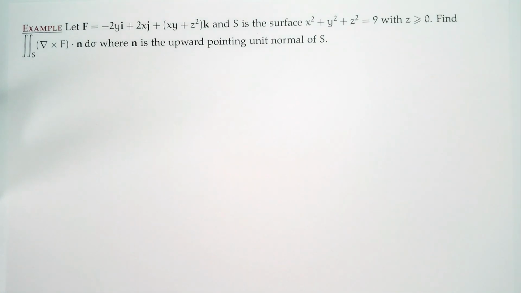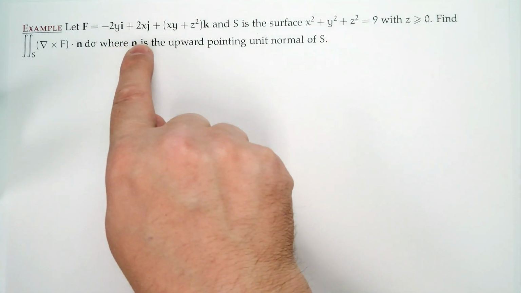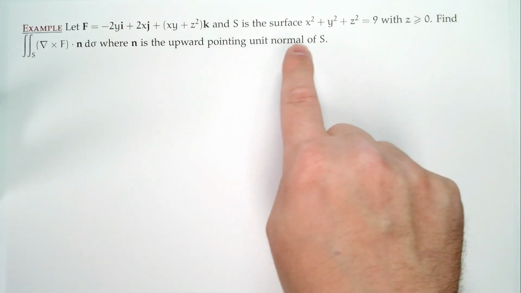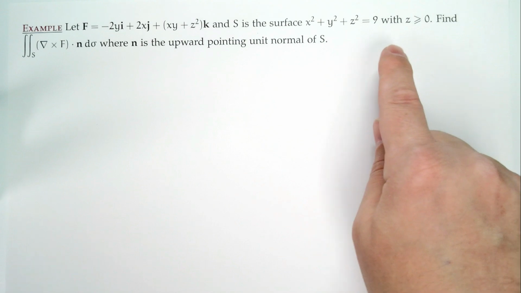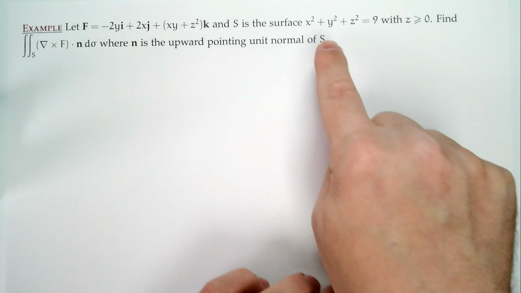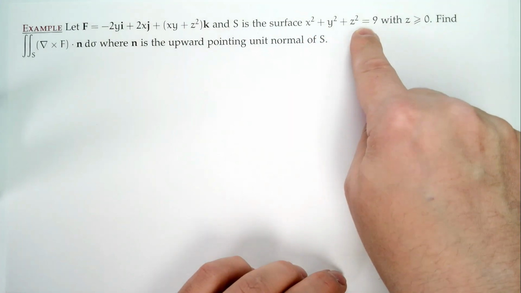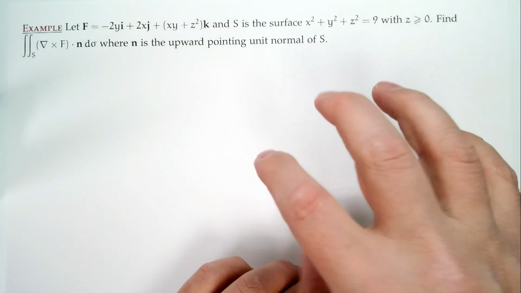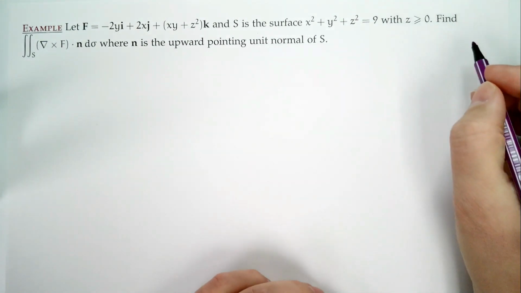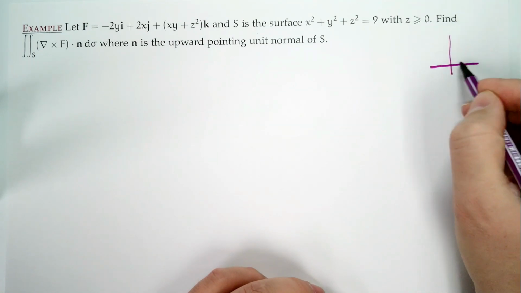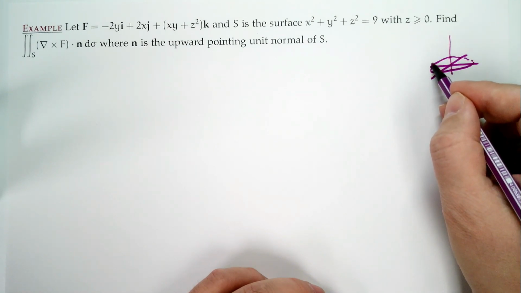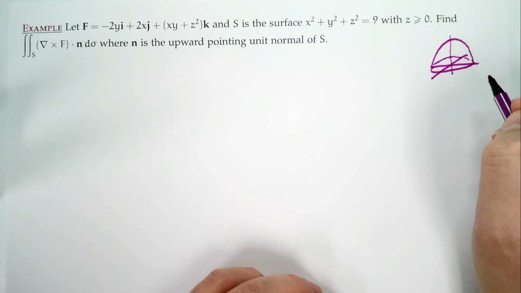Suppose f is our vector field minus 2y i plus 2x j plus (xy plus z squared) k, and S is the surface x squared plus y squared plus z squared equals 9 with z greater than or equal to 0. What is that? Well, notice it's an equal 9, not a less than or equal to 9, which means it's just the shell of the sphere with z greater than or equal to 0. So S is a sphere of radius 3, but you cut it in half.